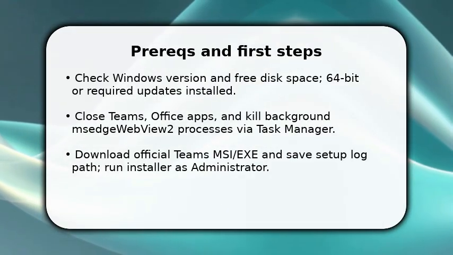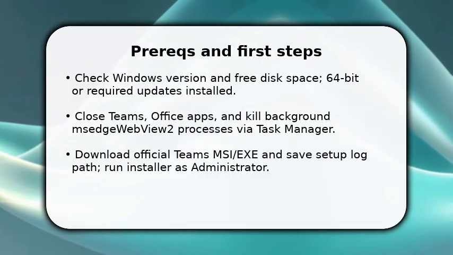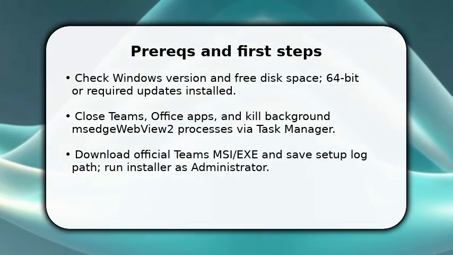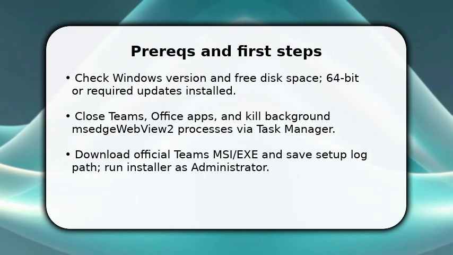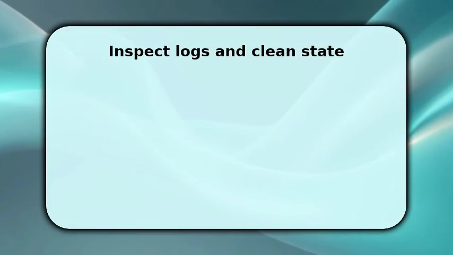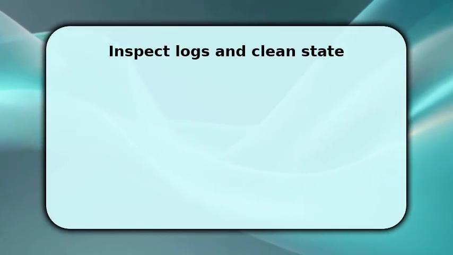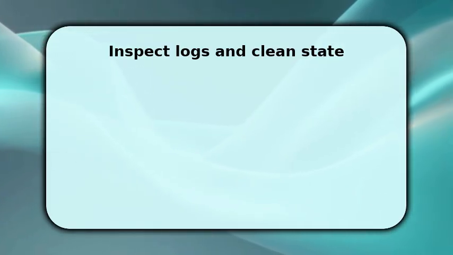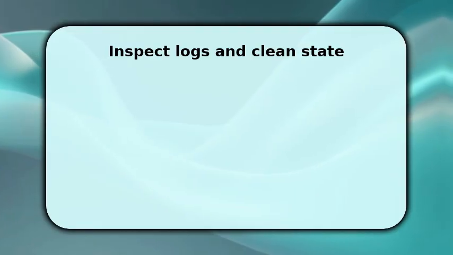Run the installer as administrator to capture full logs and avoid permission failures. This first set of steps establishes a clean, traceable baseline. You now dive into the setup log to find the error code and exact failure point, because the log explains whether it's a permission, file, or dependency issue.